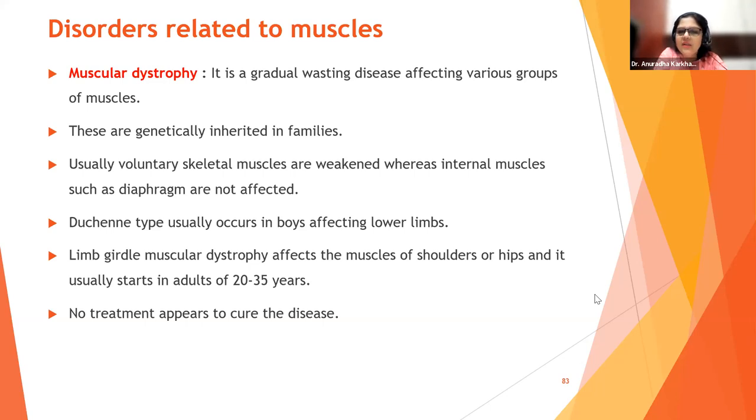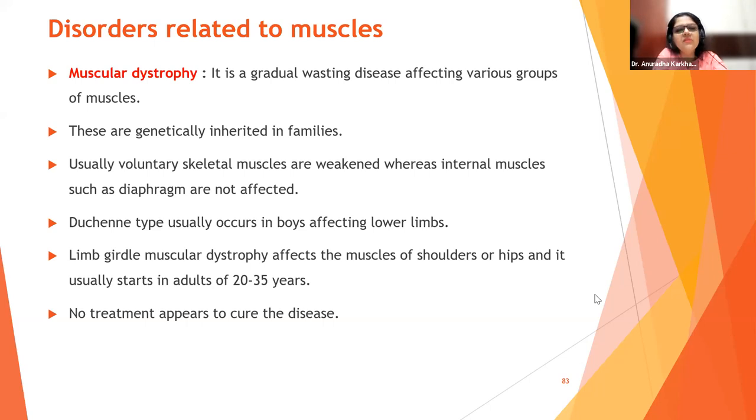Limb girdle muscular dystrophy affects the muscles of the shoulders or hips, and it usually starts in adults by the age of 20 to 35. So till that time, no symptoms are seen of this muscular dystrophy. Nothing. Okay? No treatment appears to cure the disease because it's a genetic disorder. You cannot change the genes. So you have to live with it. Okay? That is muscular dystrophy.